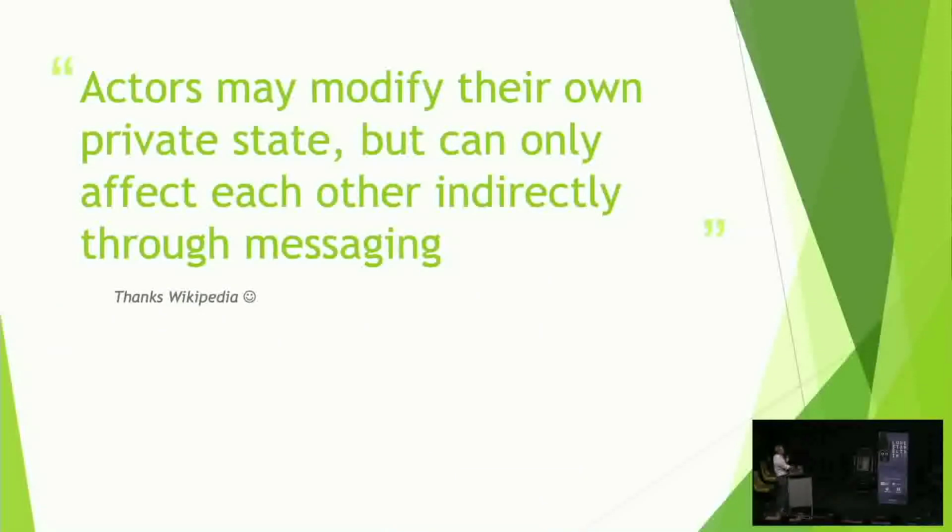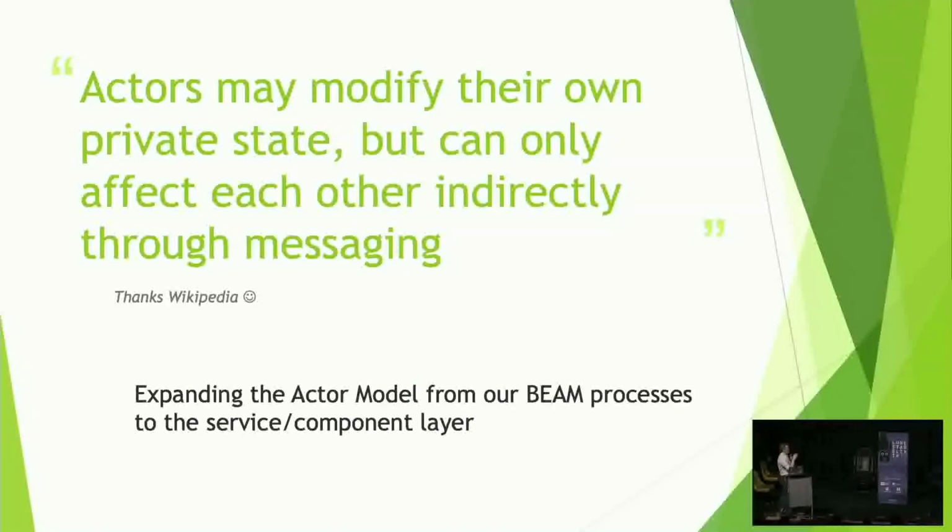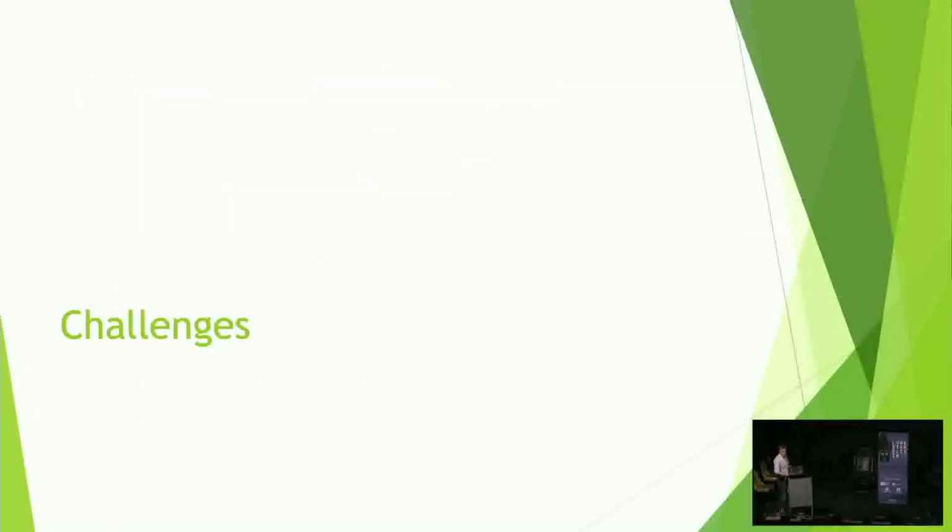So actors, they may modify their own private state, but can only affect each other indirectly through messaging. So what we're looking to do here is expand the actor model that we're so familiar with from our Beam processes out to the level of the service or the component layer. And we want to have the same rigor in how we design those interactions so that our applications can operate safely and efficiently. Now, this comes with some challenges, right?